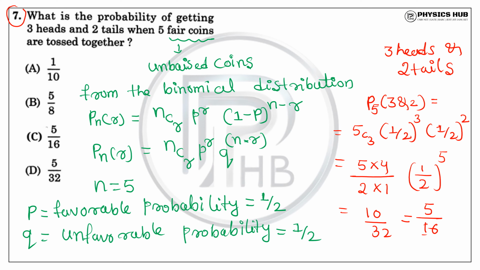Next question. What is the probability of getting 3 heads and 2 tails when 5 fair coins are tossed together?